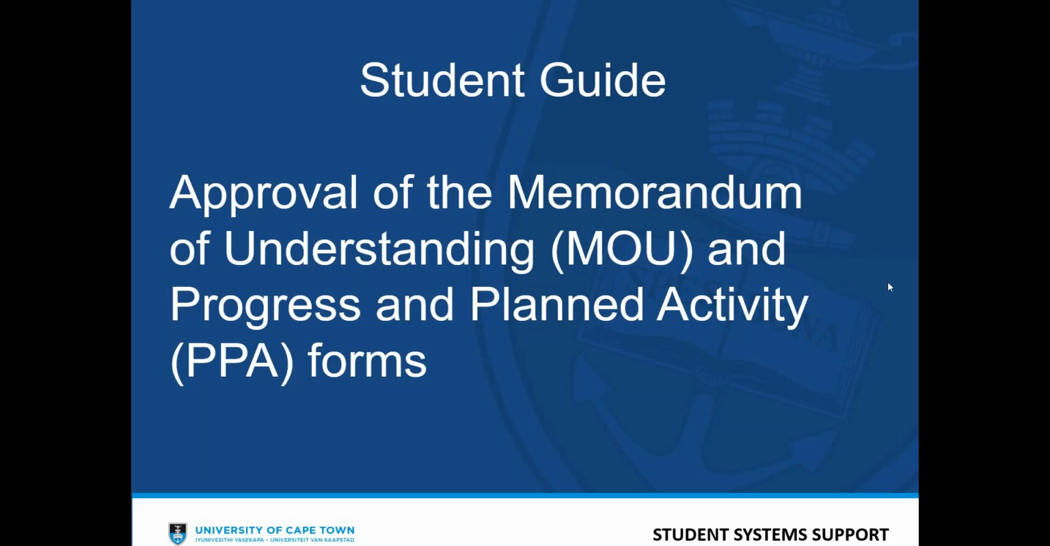Welcome to the student guide video for the approval of the Memorandum of Understanding and the Progress and Planned Activity form. As a student embarking on their thesis or dissertation, you are required to complete the Memorandum of Understanding or the Progress and Planned Activity form. You will be prompted to do so by a service indicator which will be sent to you via email, prompting you to log on to the PeopleSoft system.